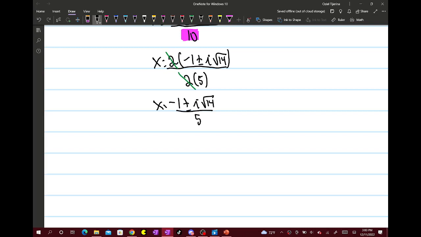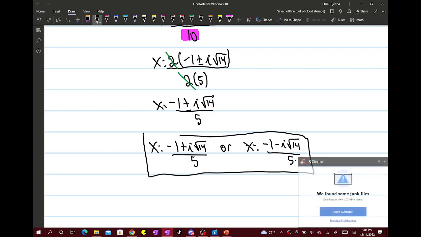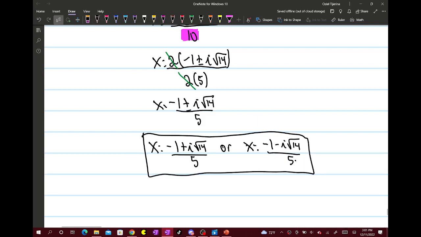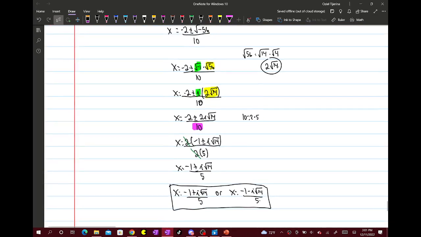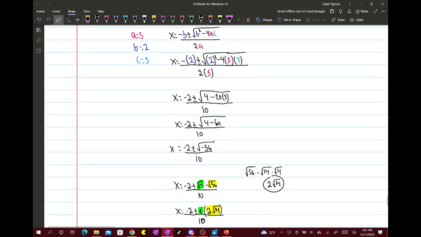Yes. So your answers are x equals negative 1 plus i square root of 14 all over 5, or x equals negative 1 minus i square root of 14 all over 5. So these are your two solutions. And there are a few ways that they do write it. Sometimes they separate the fractions. Sometimes they factor the fraction out. But this is usually the way that it's written most of the time.